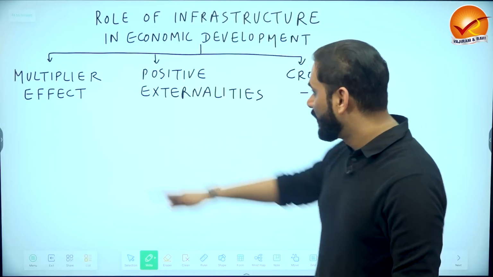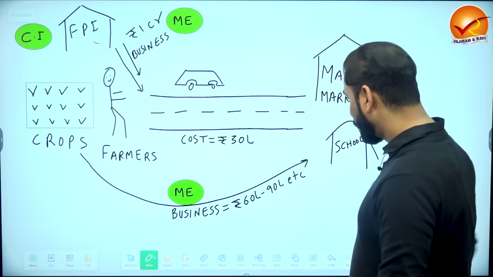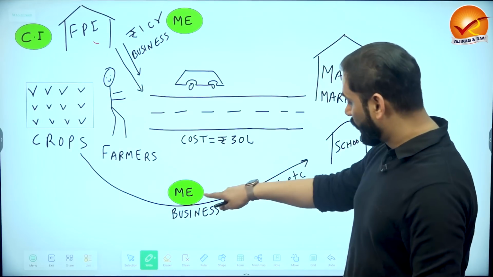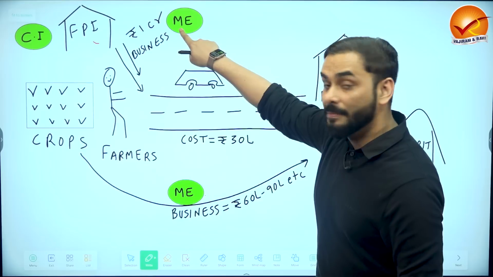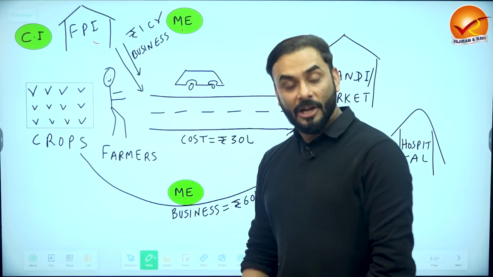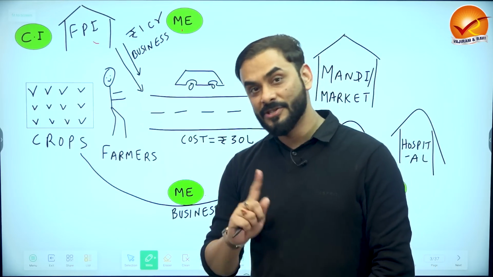So this is what is multiplier effect. So where did you see the multiplier effect? You saw the multiplier effect here, ME, multiplier effect here. Now, second thing that you could see in the economy is this.